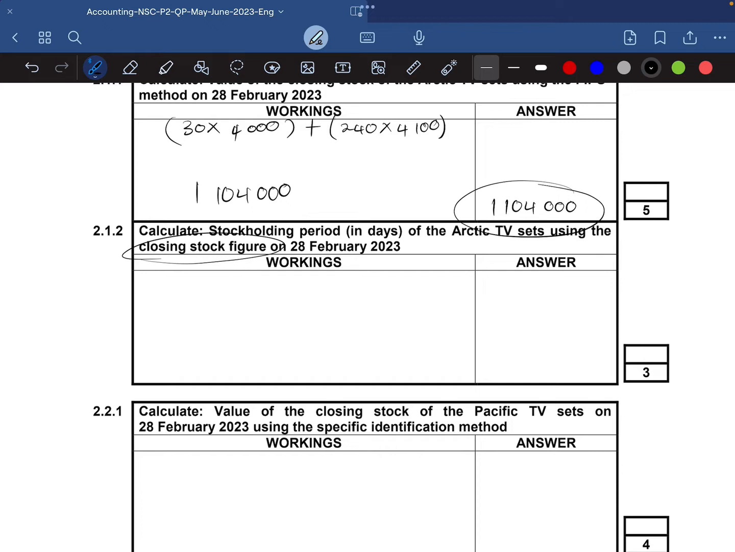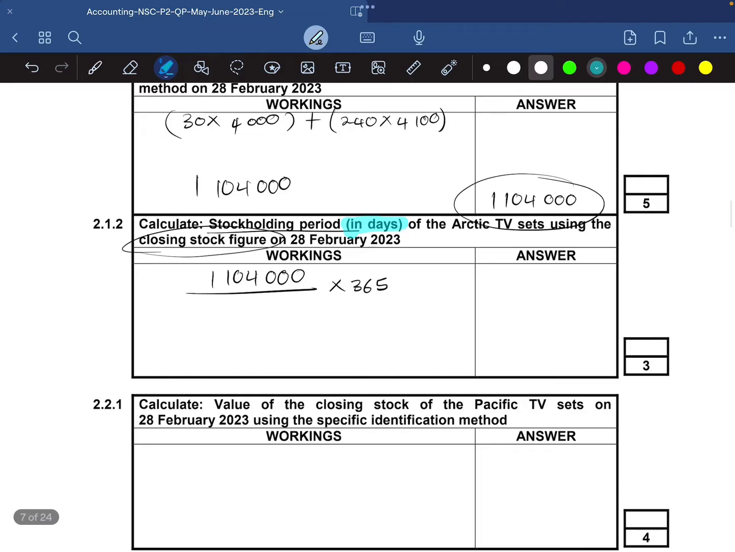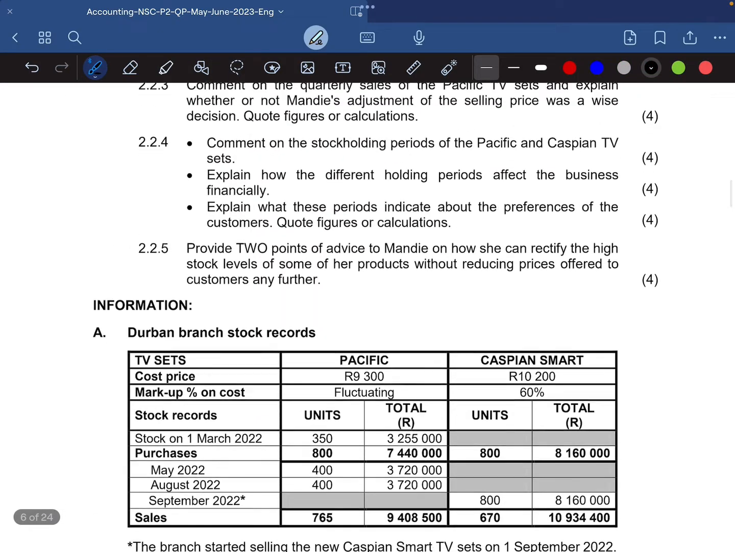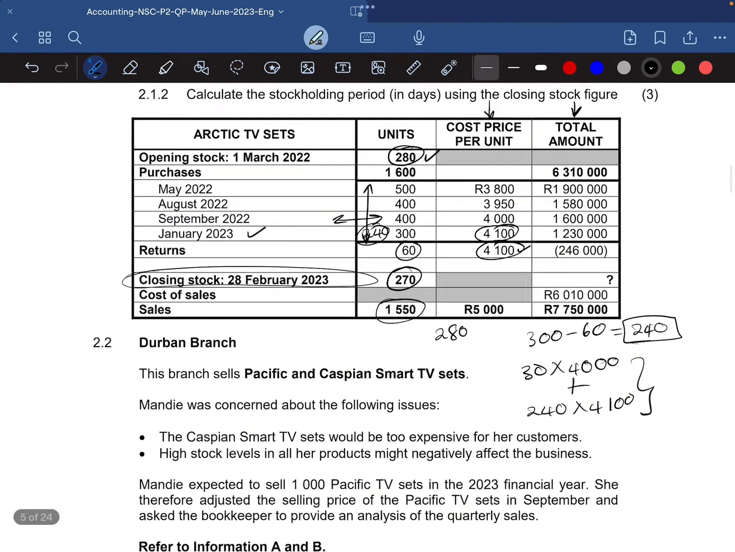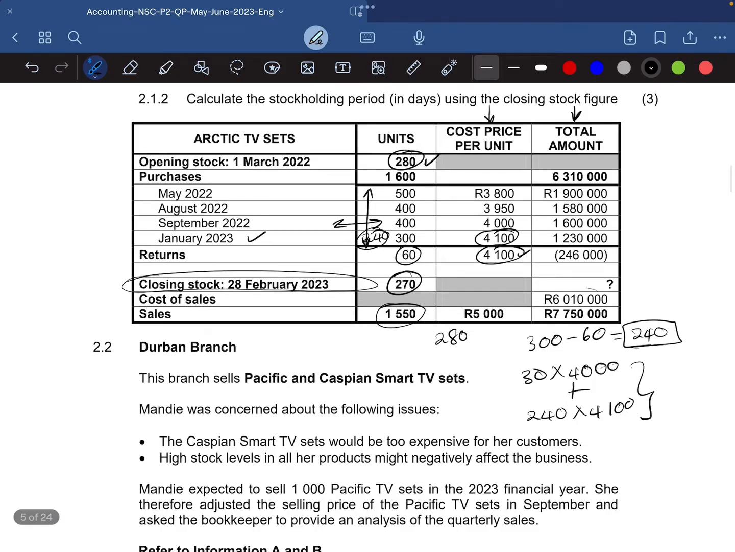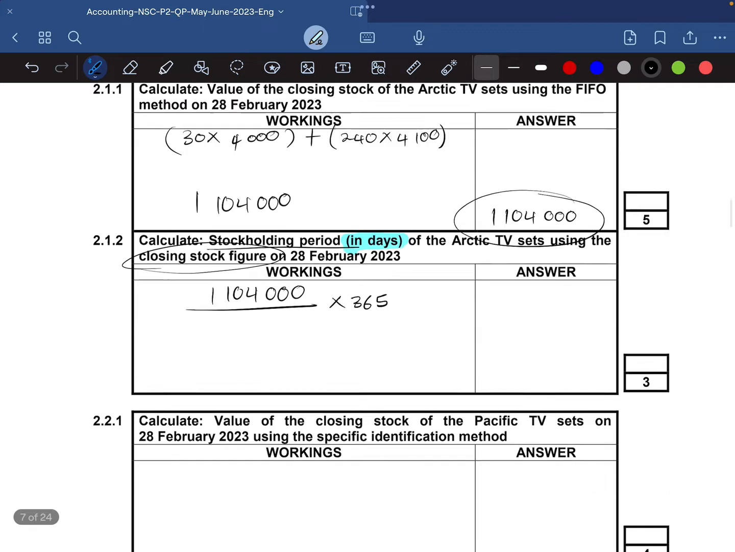So here I'm just going to quickly go through this one. So we are calculating the stock holding period. We're just gonna say 104 over our cost of sales times 365 there. Don't forget, because they said in days, right? So we have 365, and then our cost of sales there, it is, okay, I'm looking at the wrong information. So our cost of sales, we're given 6,010,000.